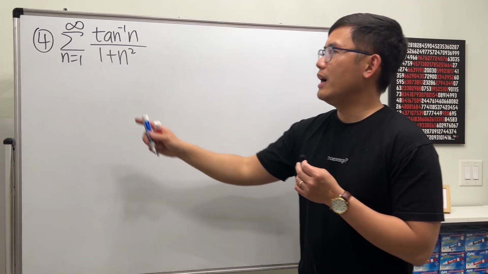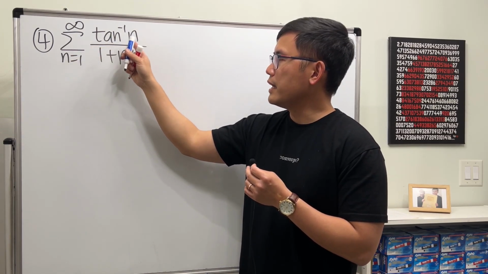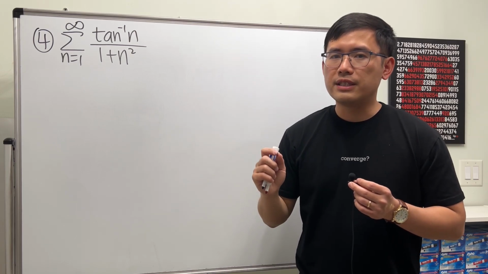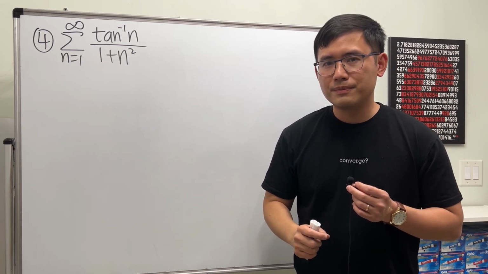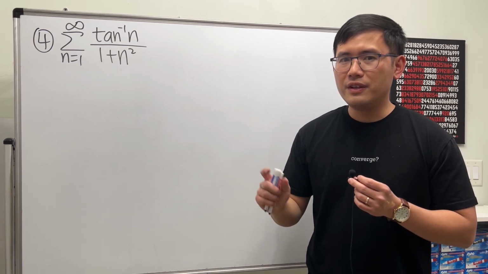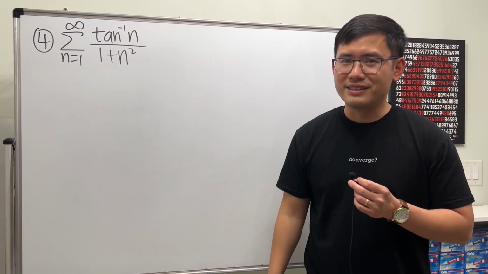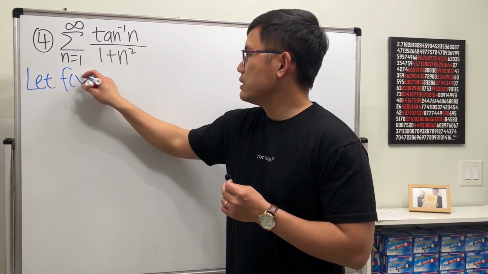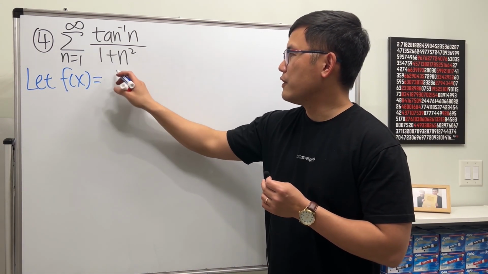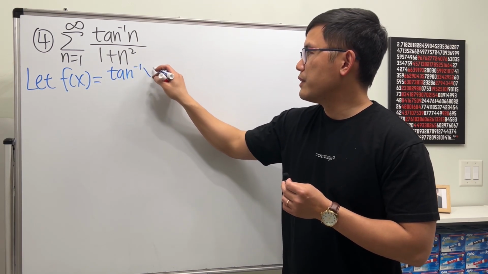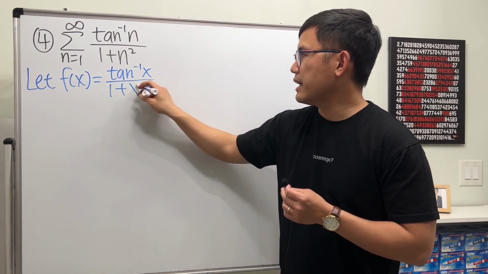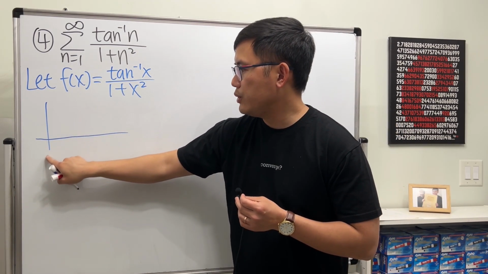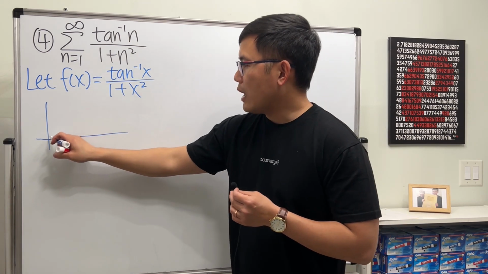Alright, number 4, we have the series of inverse tangent of n over 1 plus n squared. Now, can we integrate inverse tangent of x over 1 plus x squared? Yes, because the derivative of inverse tangent of x is 1 over 1 plus x squared. So, let's use the integral test. Let f of x be equal to inverse tangent of x over 1 plus x squared. And let's provide a quick graph so that we can be sure we can really use the integral test. The graph will look like this.